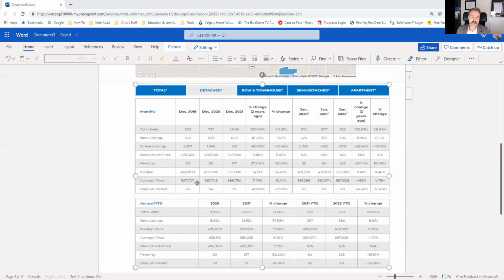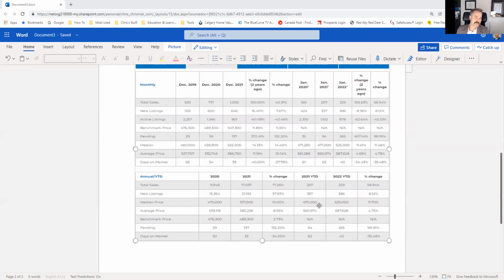And then if we look at the median price, it has gone from 460 up to 525, rounding out in 2021, which is about an 11% increase. And then our days on market have dropped from 65 days down to 45 days. So it's about a 35% reduction.